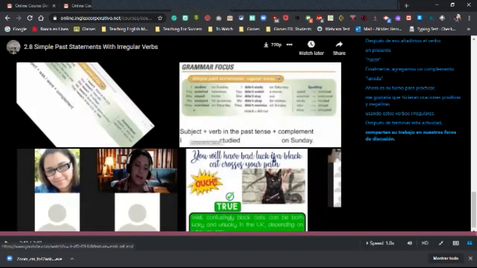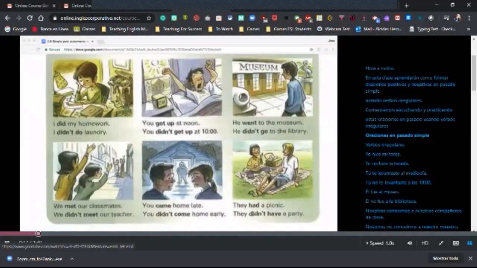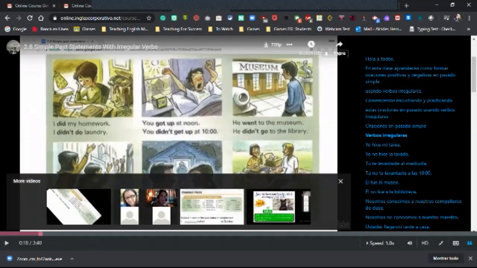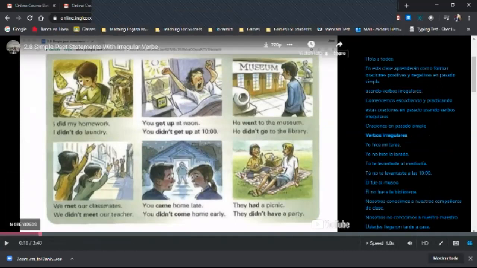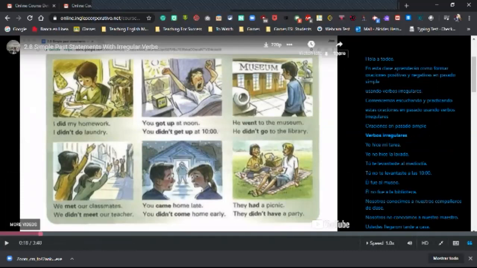Okay, good. So it's time to practice statements with irregular verbs. We're going to start practicing. For example, in the negative for I did my homework, what is the question? What is the question for I did my homework or I didn't do laundry? So we're going to find the questions in simple past.